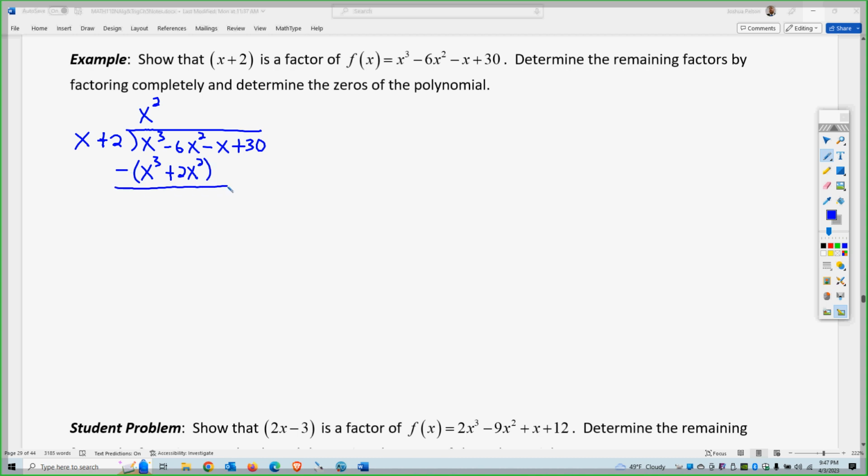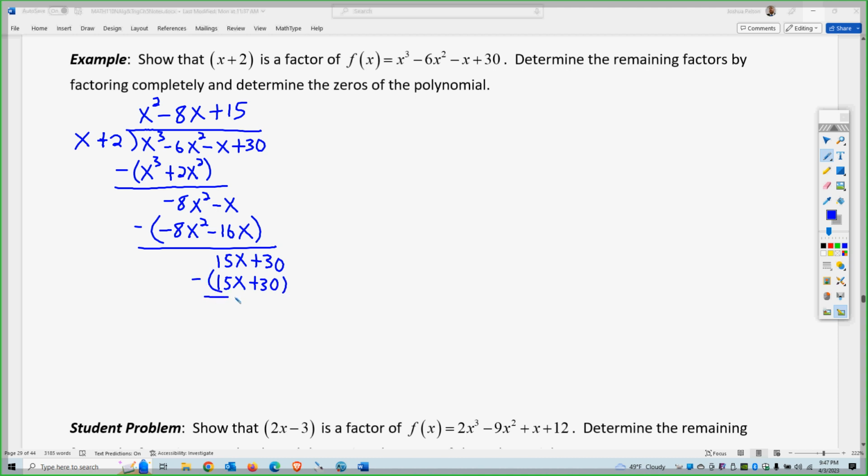So if I subtract, I'm going to get negative 8x squared. Bring down the minus x. So I'm going to need to multiply by negative 8x. So negative 8x times x gives me negative 8x squared. Negative 8 times 2 is going to give me negative 16x. So if I subtract that, I'm going to get 15x. So next I'm going to multiply by 15. 15 times x is 15x. 15 times 2 is 30. So since there's no remainder, that means it went in perfectly, which means x plus 2 is a factor because it divided into the cubic.